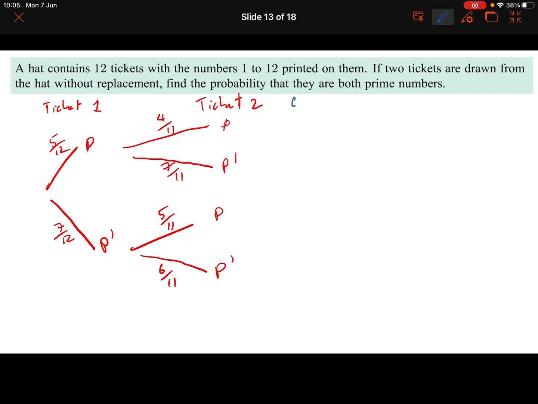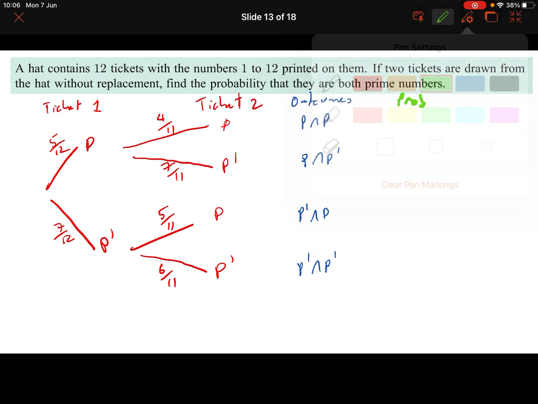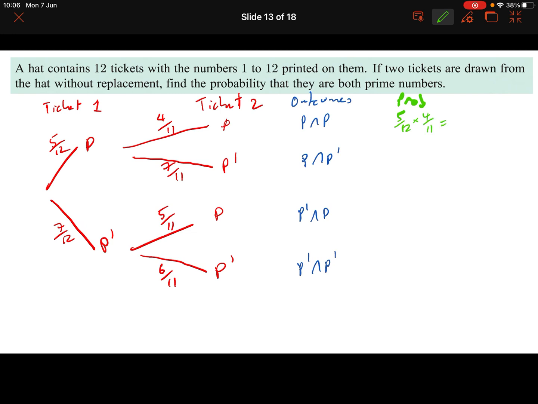Now we need to do outcomes and then associated probabilities. So my outcomes are a prime number and a prime number, a prime number and not a prime number, not a prime number and a prime number, not a prime number and not a prime number. Associated probabilities are 5 over 12 times 4 over 11, which is 20 over 132. Okay, so that will be 35 over 132, 35 over 132, and 42 over 132.